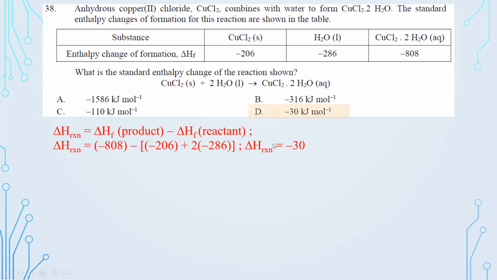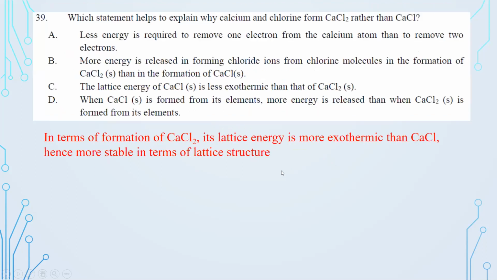Very straightforward. Okay, then we have question number 39. Which statement helps to explain why calcium and chlorine form CaCl2 rather than Ca2? Okay, so in terms of the enthalpy change of the formation of CaCl2, we are usually looking at the lattice energy. We are looking at the lattice energy more because both of them are ionic compounds. So it seems that the enthalpy change of the lattice energy is more exothermic than CaCl2.